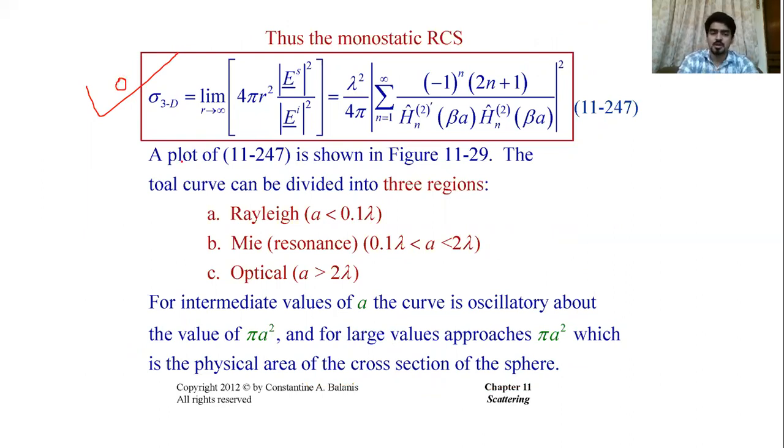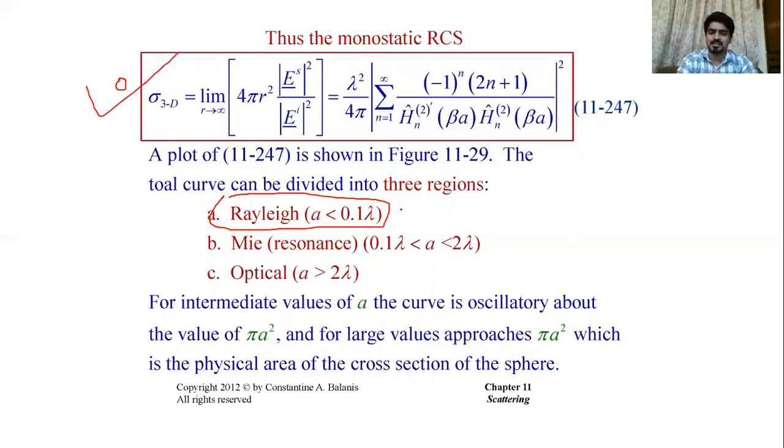You can see that, based on the radial dimension of your sphere, we can divide our scattering region into three parts. The first region is the Rayleigh region, where the radial dimension is less than 0.1 lambda. This is a typical definition, not a hard-bound definition. There are no clear-cut boundaries. This is a typical range.